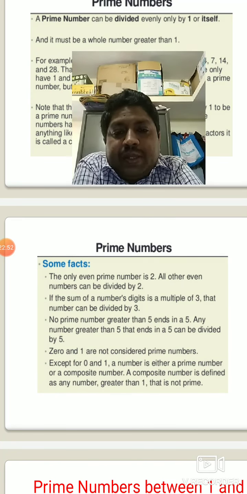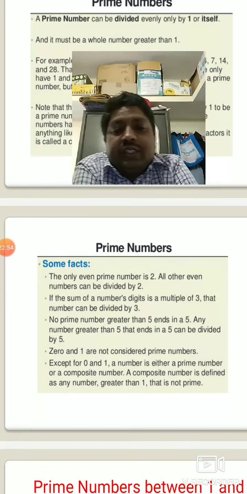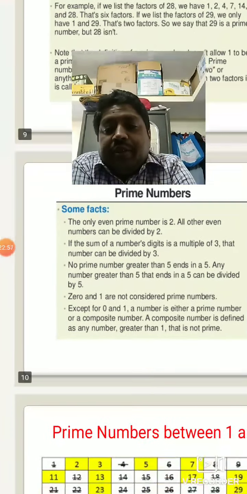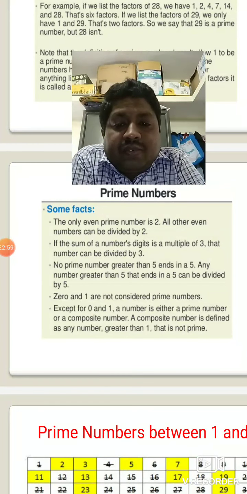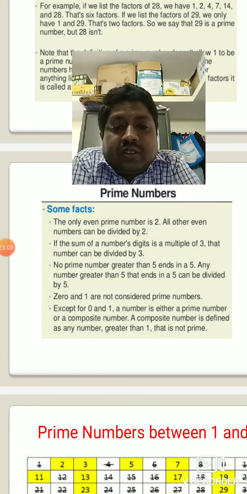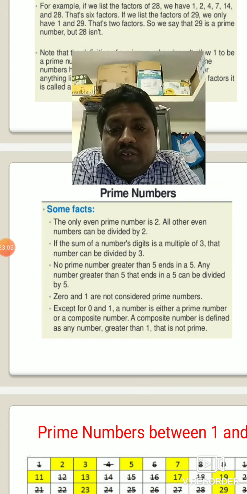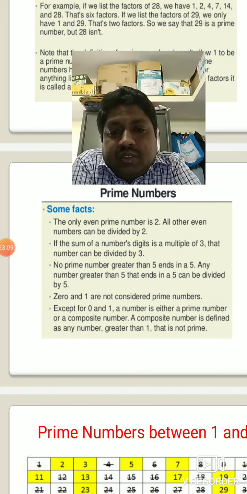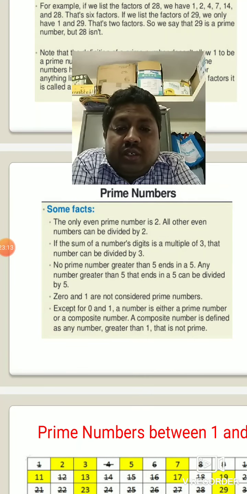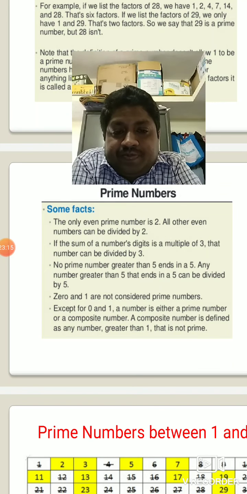No prime number greater than 5 ends with a 5. Any number greater than 5 that ends with 5 can be divided by 5. 0 and 1 are not considered prime numbers because they have only one factor. Except for 0 and 1, every number is either a prime number or a composite number.